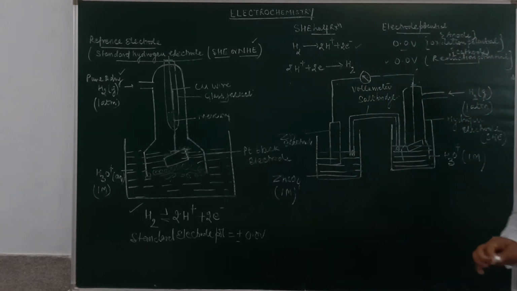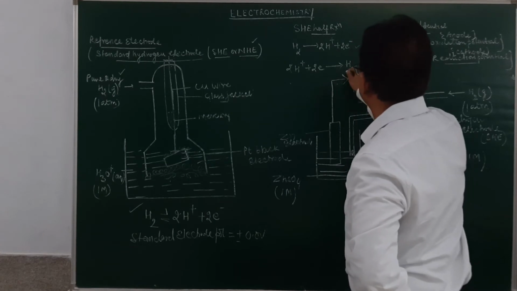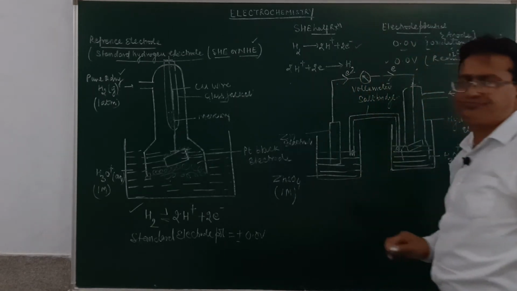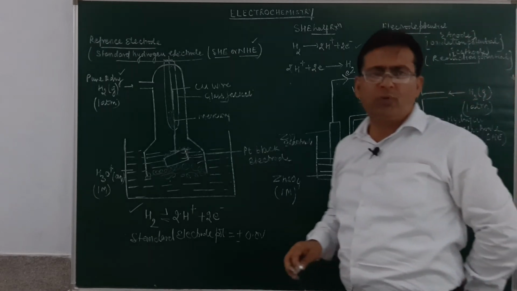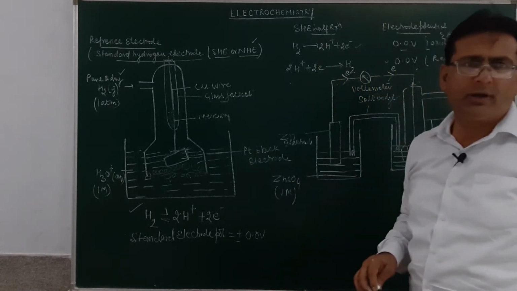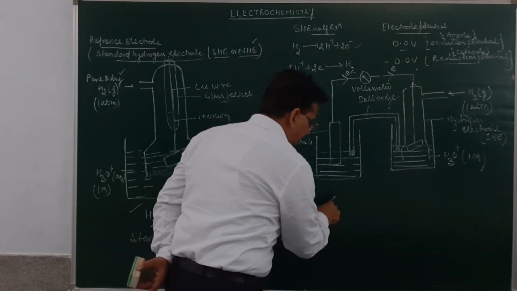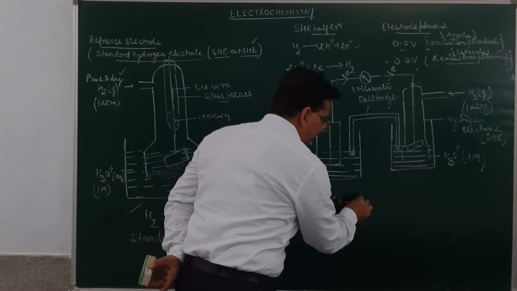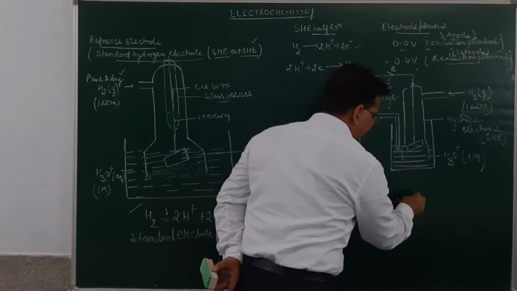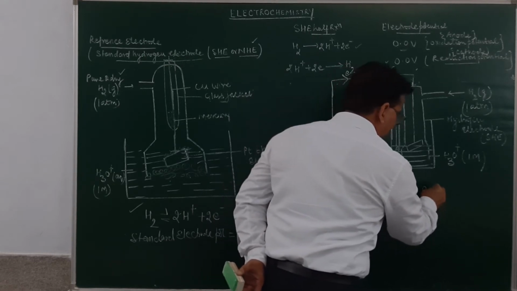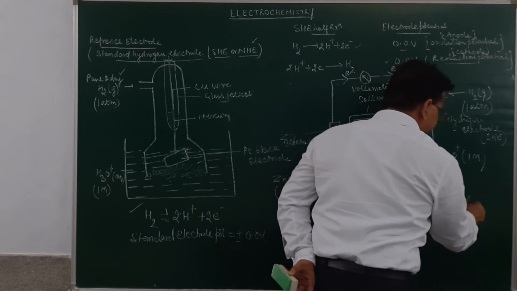Am I clear? It means the flow of electron must be from this side to this side. This is the flow of electron. It means the zinc electrode has lost the electron and undergone the process of oxidation. So what happened over here? Zinc will be losing 2 electrons, and it will result in the formation of a zinc ion, and that over here will be the process of oxidation.